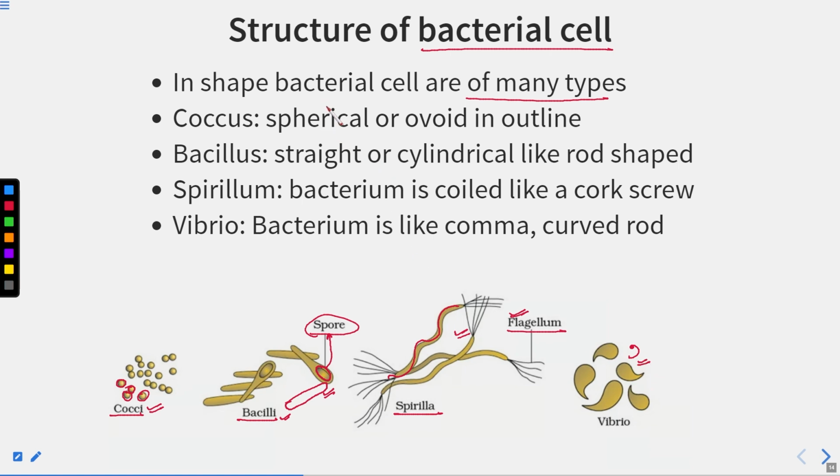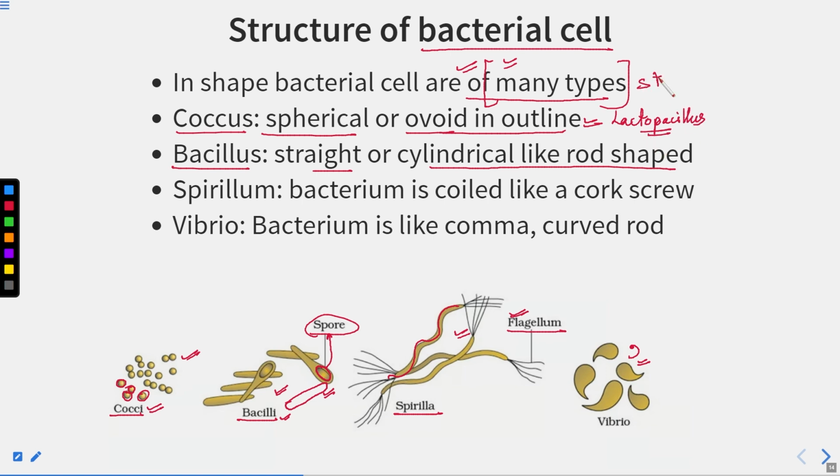So that is why many types of shape of the bacterial cell we can see. Coccus, spherical or ovoid in outline. Here this is the example, that is cocci. They are spherical in shape or sometimes ovoid, oval. Bacillus, straight or cylindrical rod shaped bacteria. Lactobacillus is a very common type of bacteria that is present in the curd. Streptococcus is the round shape, and Lactobacillus is the rod shape.